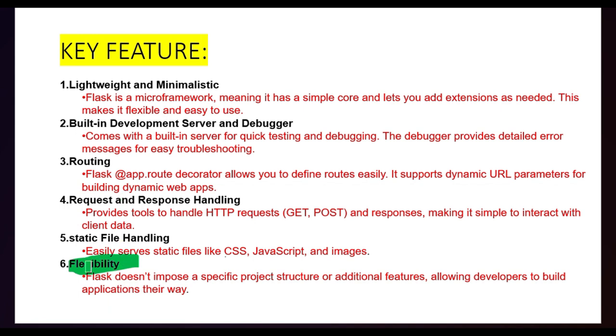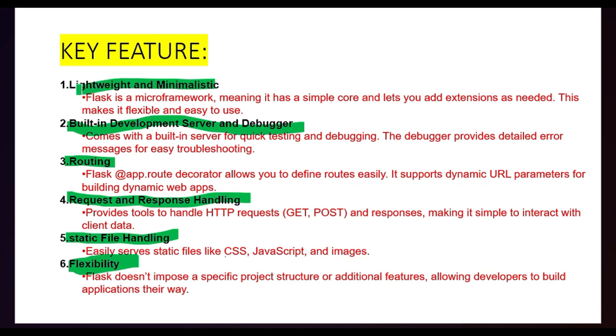So flexibility, static file handling, request and response handling, routing, built-in development server and debugger, and lightweight and minimalistic: these six are the main features of Flask. I hope you now have a clear understanding of the basics of Flask, including creating a simple hello world program, routing different pages and exploring the key features of Flask.